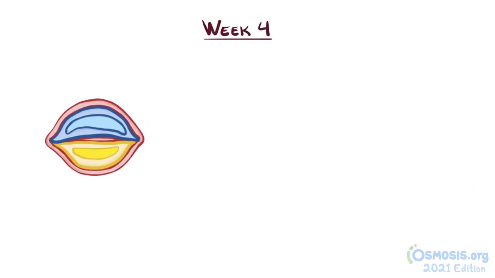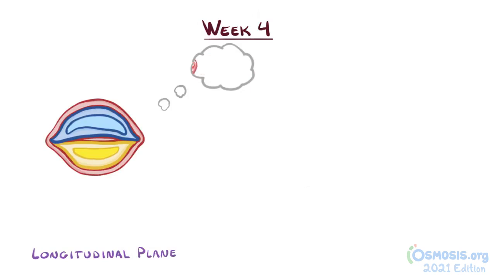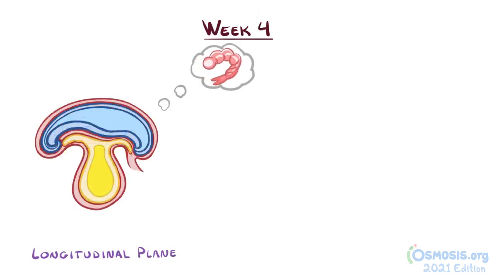During week 4 of development, the embryo folds in 2 directions. In the longitudinal plane, there's a cranial and a caudal fold, so that it ends up looking less like a pancake and more like a little shrimp. At this point, the embryo is just starting to curl into the fetal position.